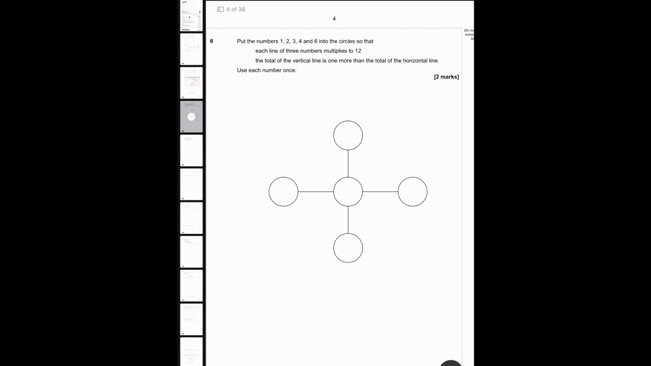Question 6 says to put the numbers 1, 2, 3, 4, and 6 into the circles so that each line of 3 numbers multiplies to 12. The total of the vertical line is more than the total of the horizontal line. To do this, we need to think of 3 numbers times together that give us 12 using the ones that we were given. 6 times 1 times 2 would give us 12, and 3 times 4 times 1 would give us 12.